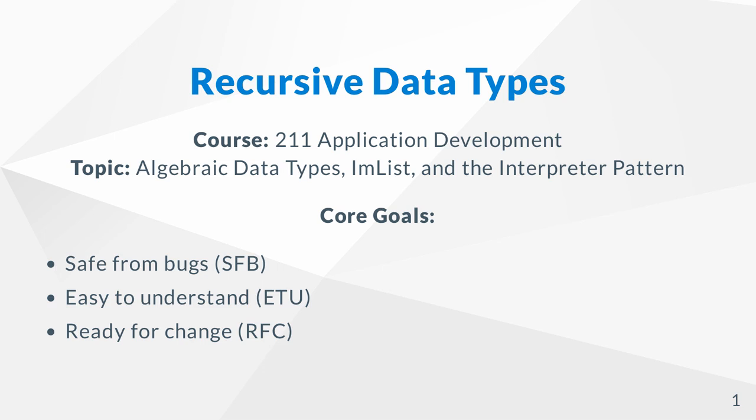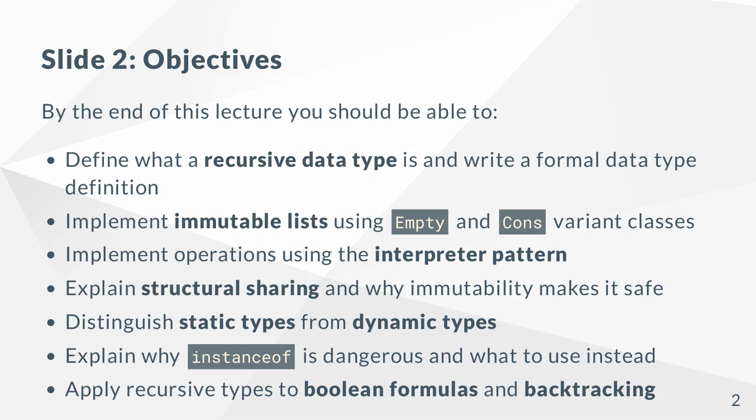In this lecture, we study recursive data types, types that are defined in terms of themselves. We will implement immutable lists using the empty and cons variant pattern and explore how the interpreter pattern distributes computation across a type hierarchy. By the end of this session, you should be able to define what a recursive data type is and write a formal data type definition.